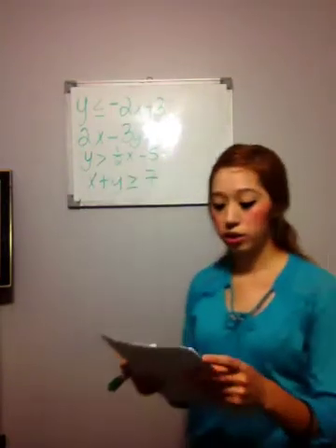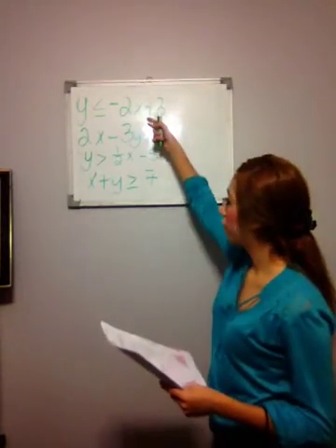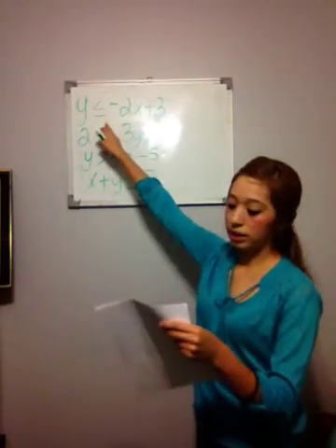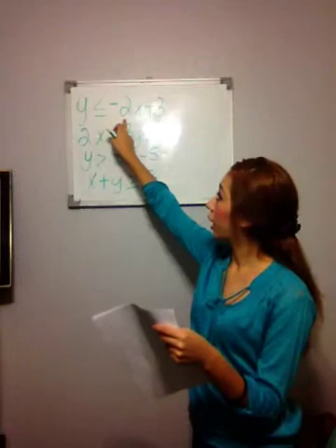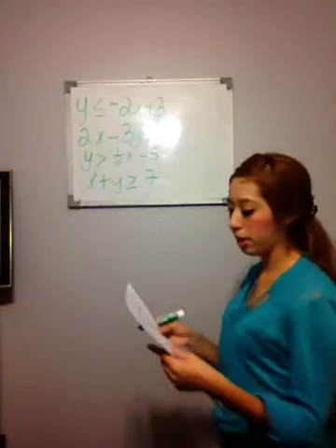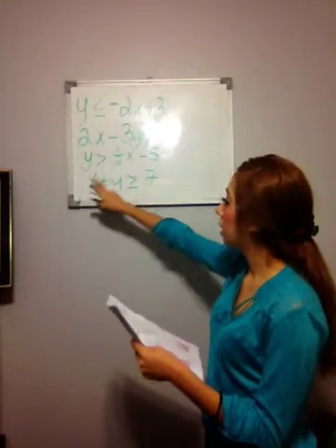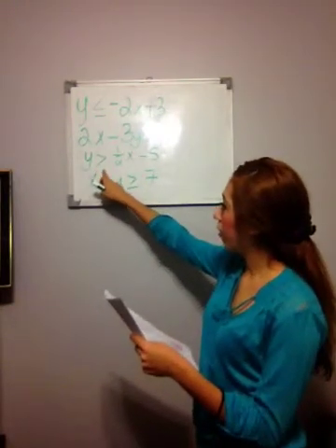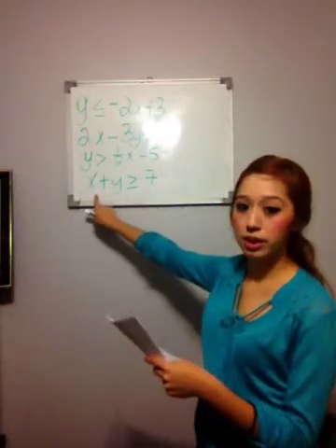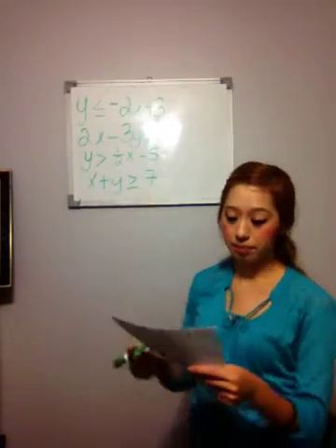Okay, so for the first part of the lesson, we have 4 equations right here. The first one being y is less than or equal to negative 2x plus 3. The second equation is 2x minus 3y is greater than 6. The third equation is y is greater than 1/2 x minus 5. And the last equation is x plus y is greater than or equal to 7.